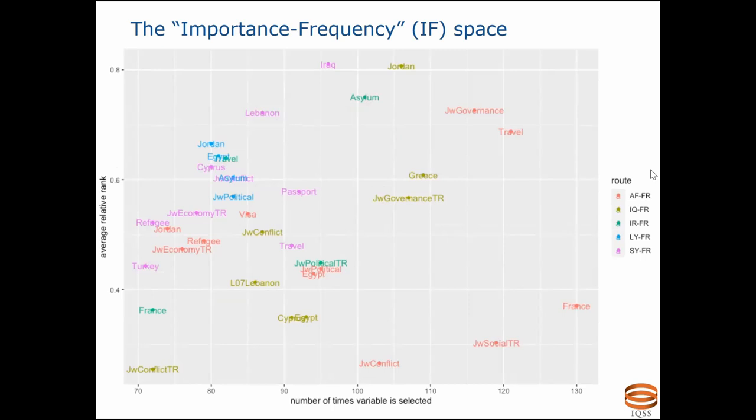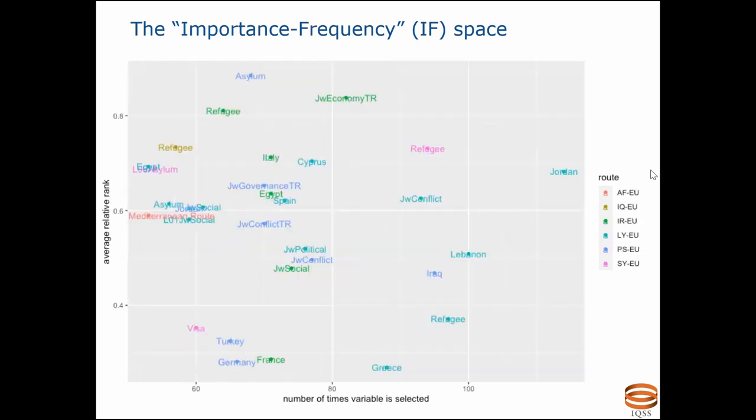For example, you can see that for people coming from Iraq, which is this color, to France, there are some variables in the top right corner which are very important: the situation in Jordan, the situation in Greece, the governance index for Turkey. While going from Syria to France, other variables are more important than those, although it's the same people traveling to different countries.